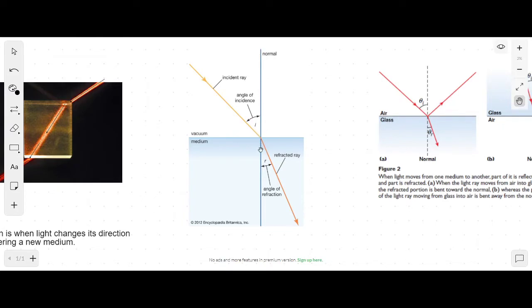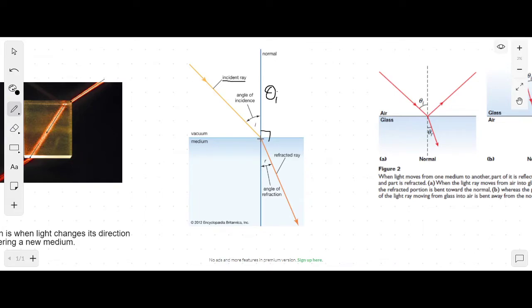This vertical blue solid line here is what's called the normal line. And the reason why it's called the normal line is because in math, normal means perpendicular. It makes a right angle with the boundary. That's why we call it the normal line. So the incident ray is that very first ray. And the angle that the incident ray makes with the normal line is what we're calling the angle of incidence. You'll see it often as theta I.